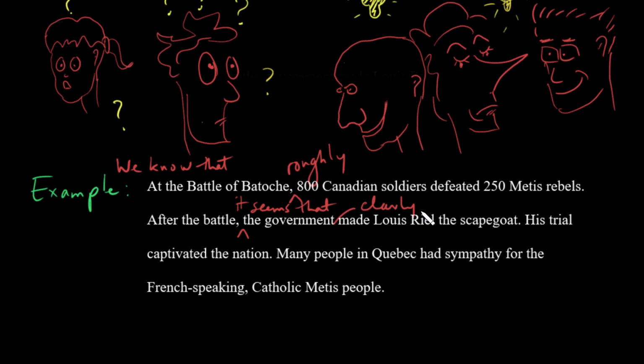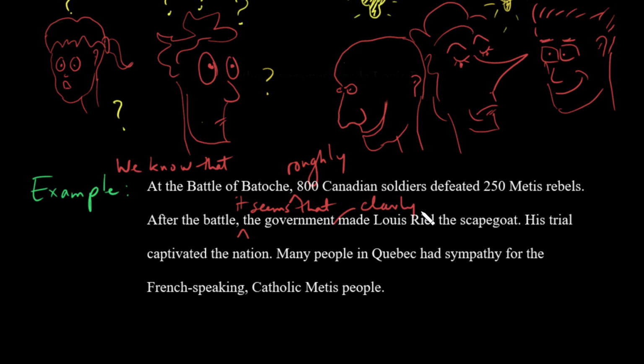It wouldn't make sense to add both a hedge and a booster in this case, right? It seems that the government clearly made, it doesn't make any sense. So often you do have to pick between the two if you're going to use one or the other. In the third one, just to speed it up a little bit, we can say his trial apparently captivated the nation. Apparently would be a hedge. You could also say undoubtedly, which would be a booster.